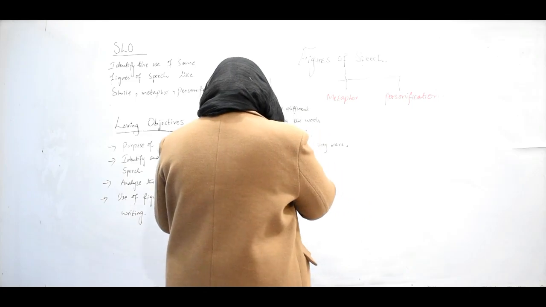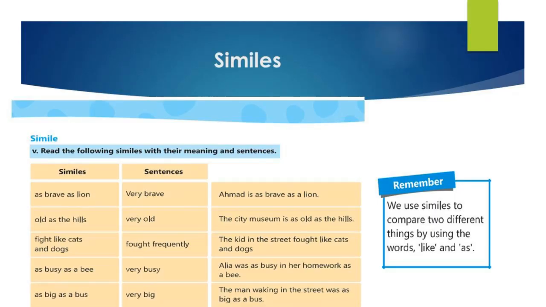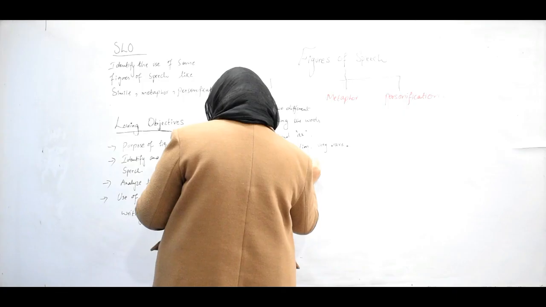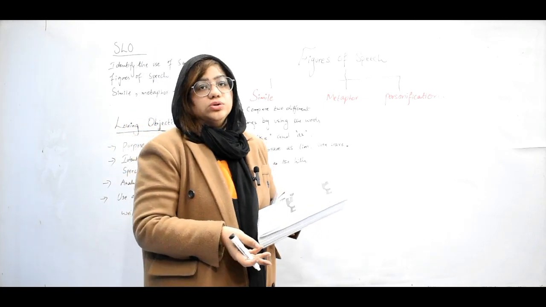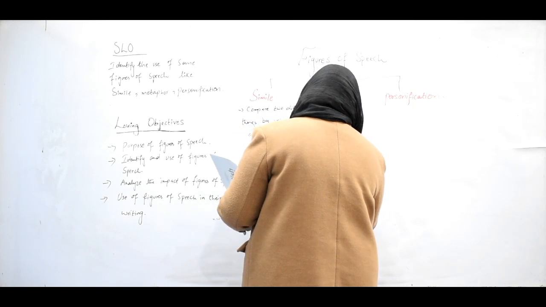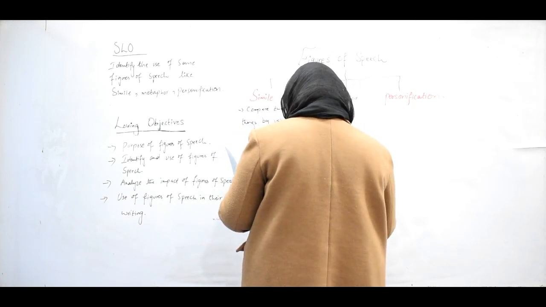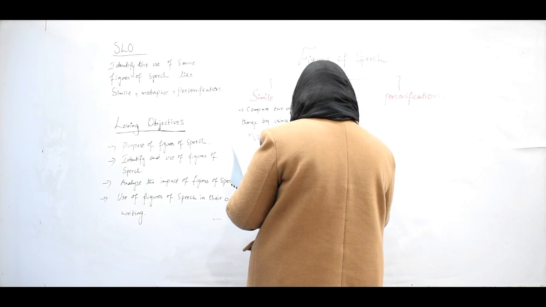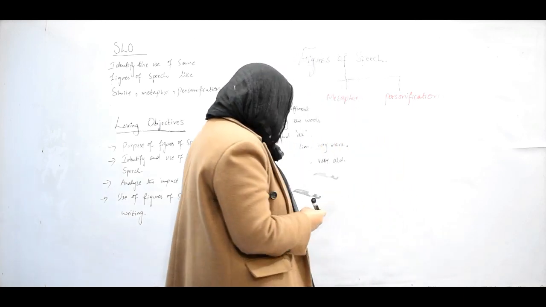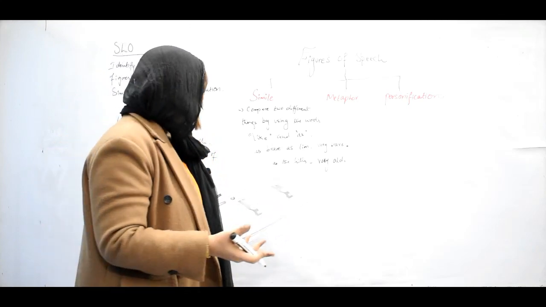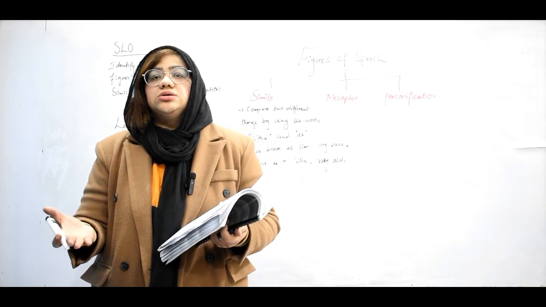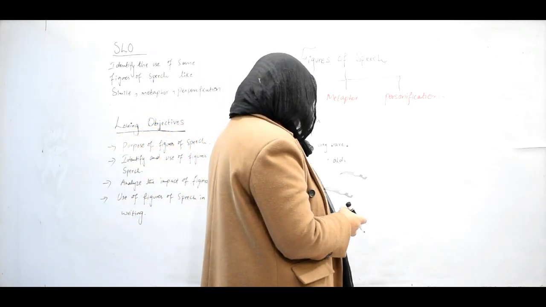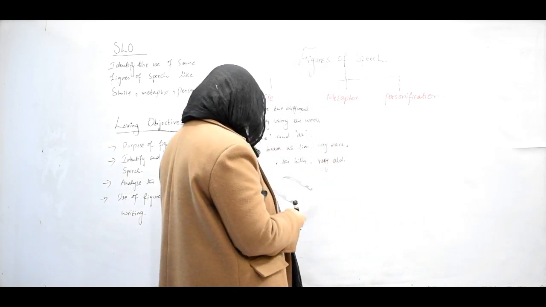Let's move on with another example. Old as the hills. What is the meaning of that? Old as the hills means very old. Students, you can also see from the slides how we can use this simile in a sentence. The city museum is as old as the hills. So this is the use of similes.